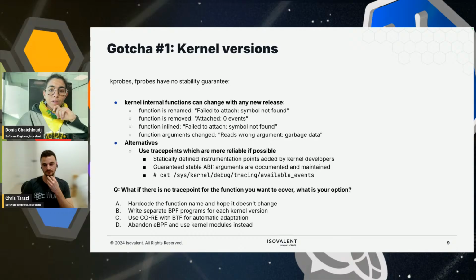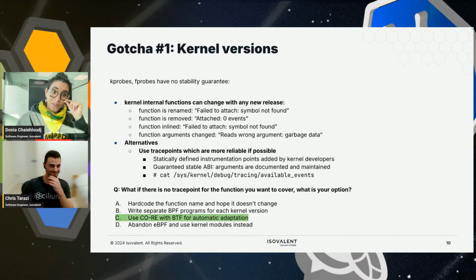I have a question for you in the chat. What if there is no tracepoint for the function that you want to cover? What are your options? Response A, you can hardcode the function name and hope it doesn't change. Response B, write separate BPF programs for each kernel version. That can be daunting. C, use CO-RE with BTF for automatic adaptation, or D, abandon eBPF and use a kernel module instead. I'm curious to see your response in the chat.